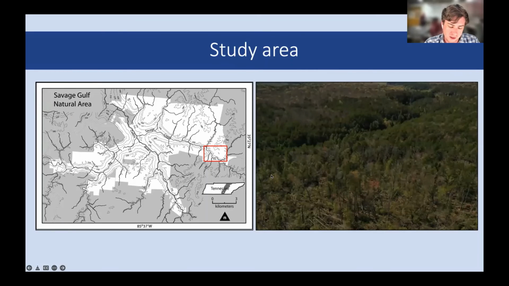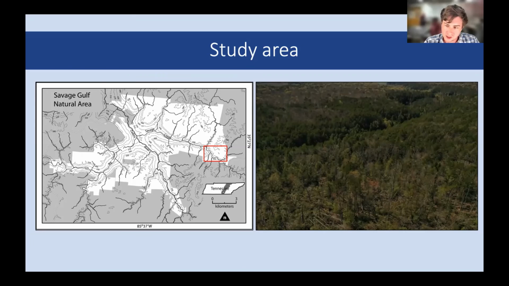So this study occurred in a wind-disturbed forest, a mixed oak shortleaf pine forest at Savage Gulf State Natural Area, which is in south central Tennessee on the Cumberland Plateau. You can see in the drone image here, we're up on the tablelands of the plateau, and it falls off into the Gulf there, which is why it's named Savage Gulf.